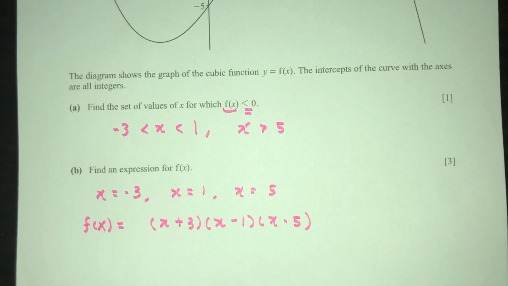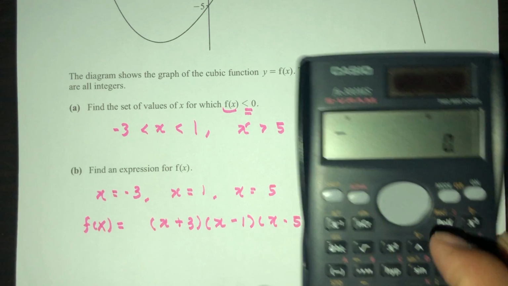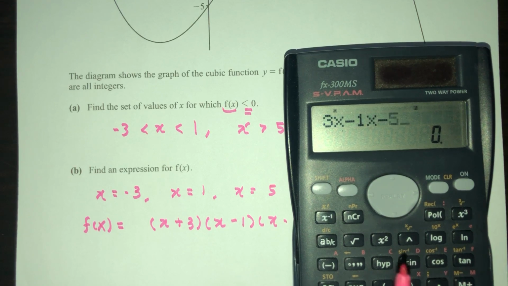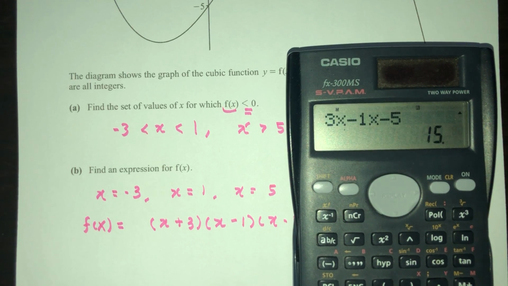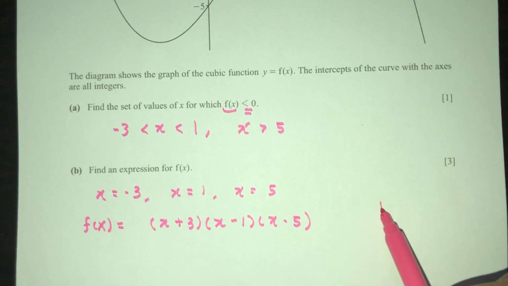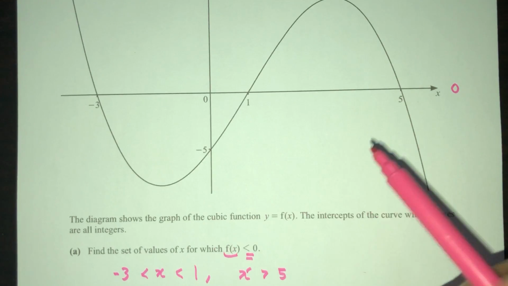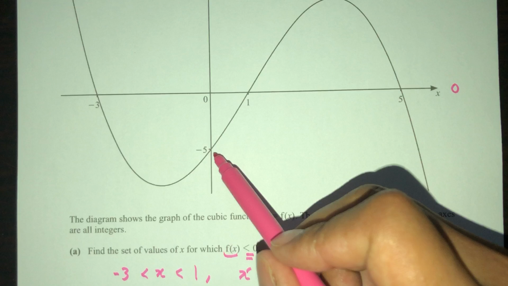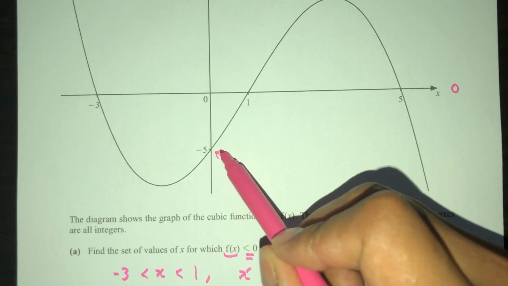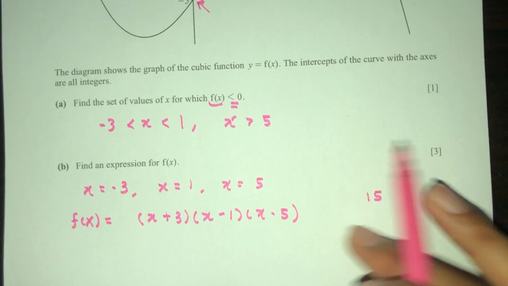Now finally we have to check something. What is 3 times -1 times -5? Let's do this on the calculator: 3 times -1 times -5, just to confirm. That will be 15. So here we have 15. But the main issue now is that, look at this. The graph cuts the y-axis at the value of -5. So how can you make 15 become -5?